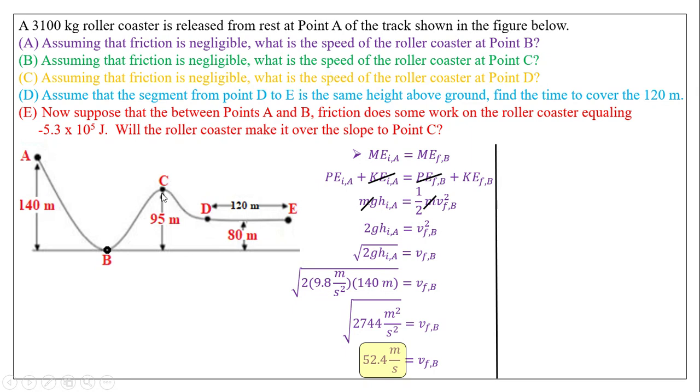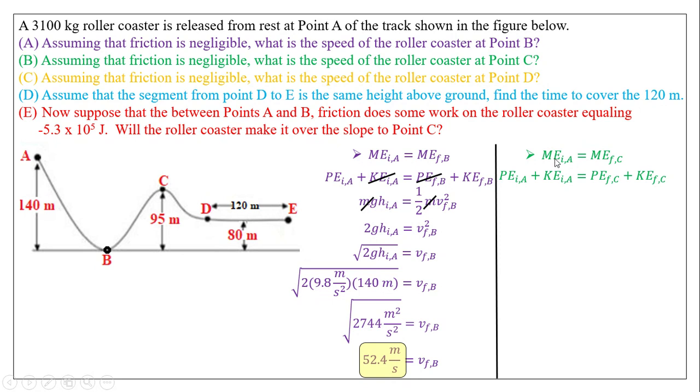At point C, which is at the peak here in the second hump, or excuse me, I guess you can call it second hump, point C here is 95 meters above the floor. So we can use the same strategy. You just have to be careful when you can and cannot cancel things out. So here, I'm going to go from A to C. You could go from B to C, but I'm just going to be consistent and go from A to C.